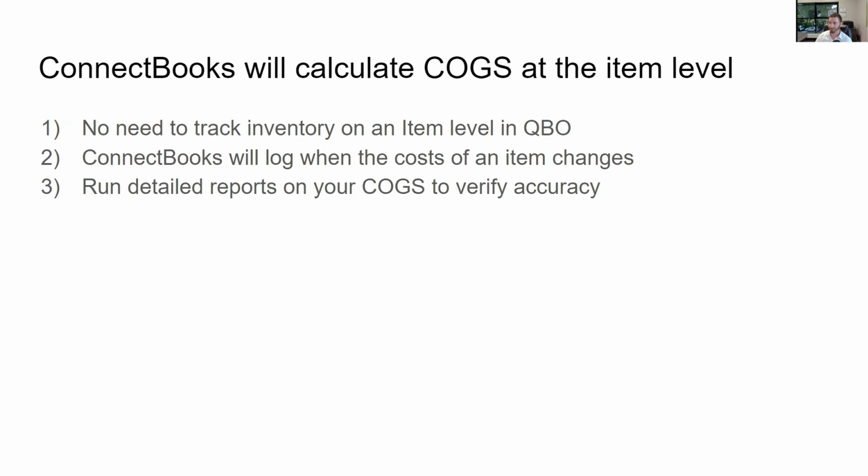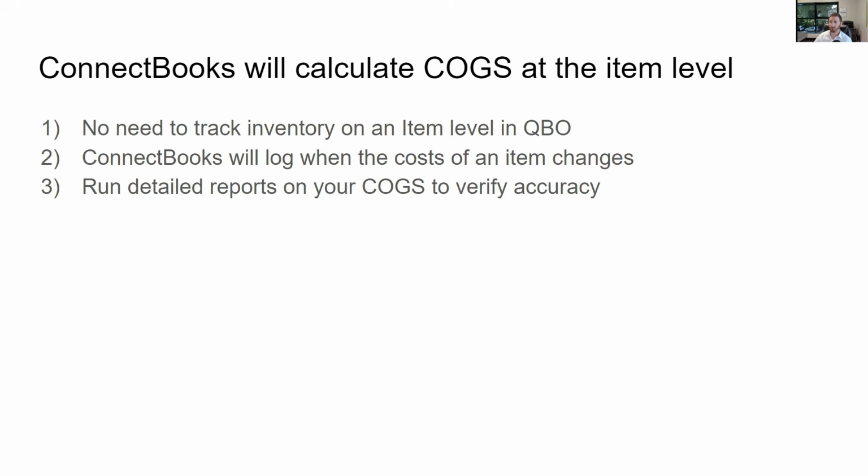So this goes to Hector's question: what happens with cost of goods sold? So first, these three big benefits in tracking cost of goods sold with ConnectBooks. First thing is you don't need to track inventory in an item level QBO, which could be a pain, especially if you're an outsourced bookkeeper or an accountant doing the bookkeeping. You don't want to be busy creating huge bills in QuickBooks and recording every single item and putting in the quantities.